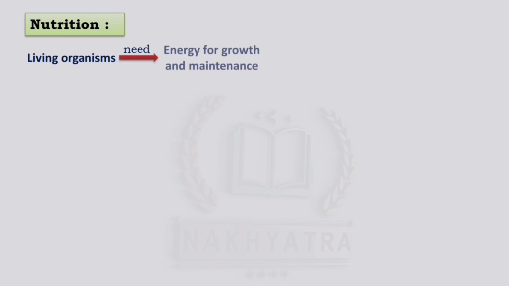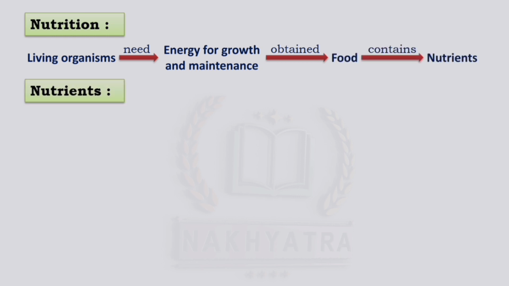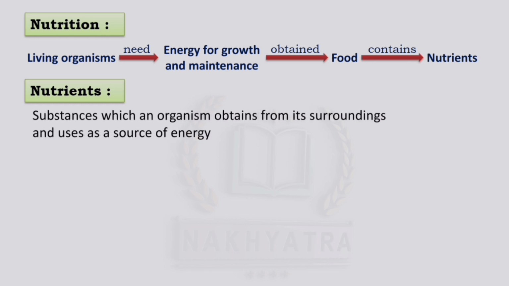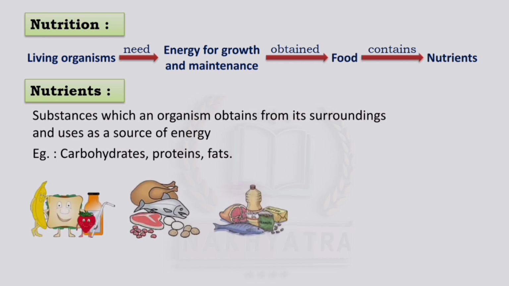Alright, now let's see nutrition. The living organisms need energy for growth and maintenance, which they obtain from food, and food contains nutrients. So now let's see the definition of nutrients. Substances which an organism obtains from its surroundings and uses as a source of energy. So a nutrient is a substance which is used by an organism to survive, grow and reproduce. Examples: carbohydrates, proteins, fats, etc.